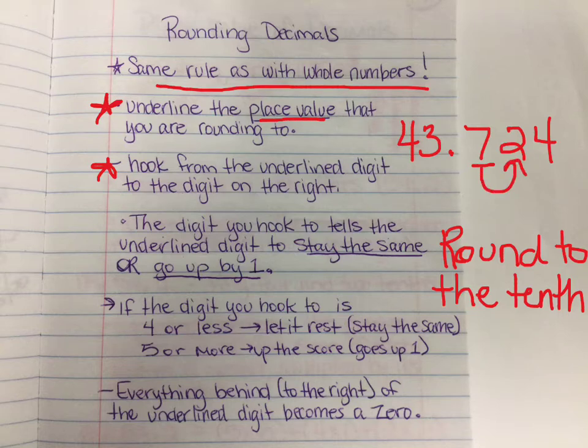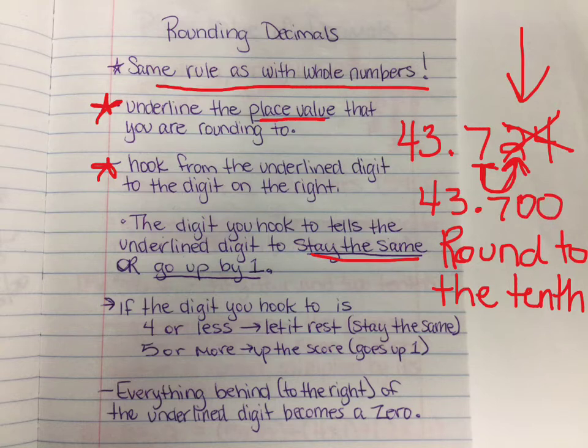The digit you hook to, in this case the 2, tells the underlined digit to either stay the same or to go up by 1. So if the digit we hook to is 4 or less, we let it rest. So the 7 went to the 2. We hook to the 2, so the 2 tells the 7 to rest, which means it will stay the same. That means the 2 and the 4 disappear or become zeros. So your answer would be 43.7 or 43.700. Either one is correct.